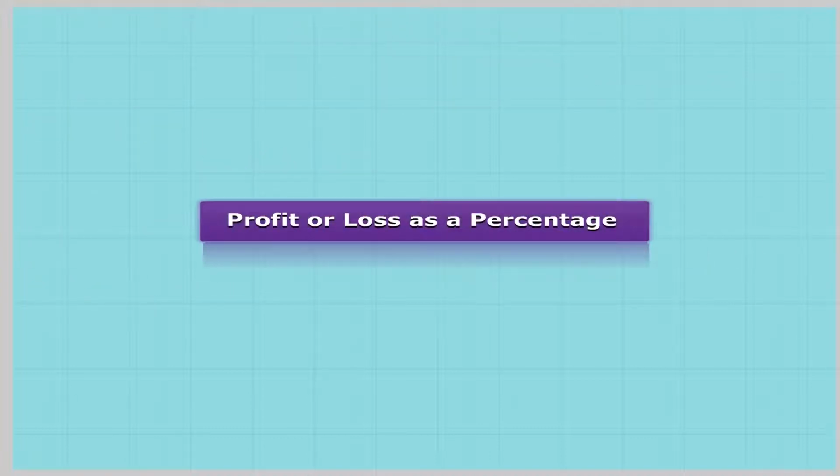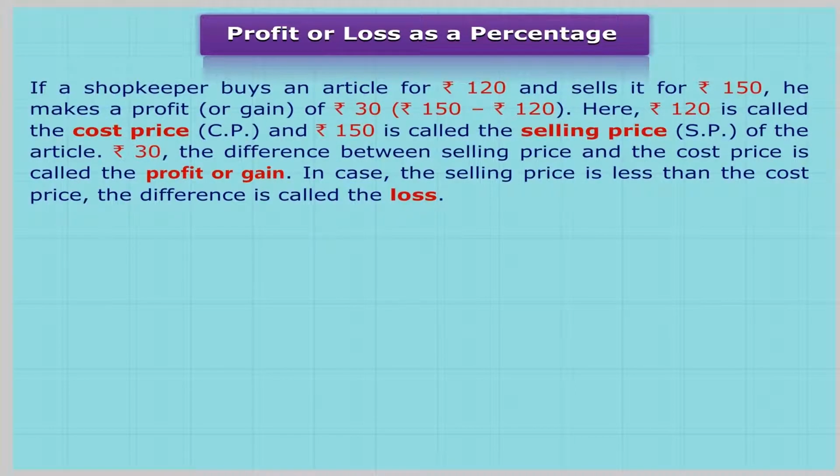Profit or loss as a percentage. If a shopkeeper buys an article for rupees 120 and sells it for rupees 150, he makes a profit or gain of rupees 30 (rupees 150 minus rupees 120). Here, rupees 120 is called the cost price, CP, and rupees 150 is called the selling price, SP, of the article. Rupees 30, the difference between selling price and the cost price, is called the profit or gain.